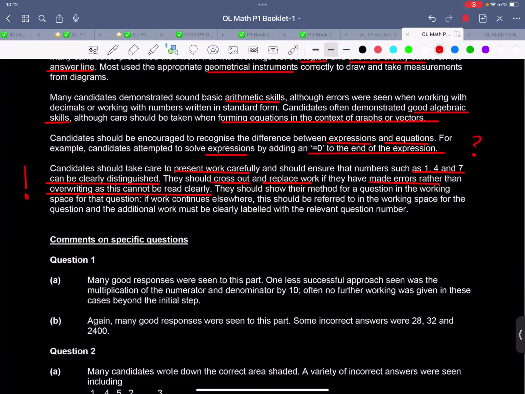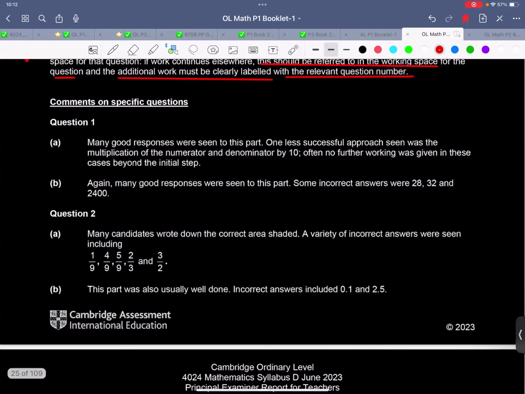They should show the method for a question in the working space for that question. If working continues elsewhere, this should be referred to in the working space for the question, and the additional work must be clearly labeled with the relevant question number. This should not happen unless you are doing trial and error in the exam.